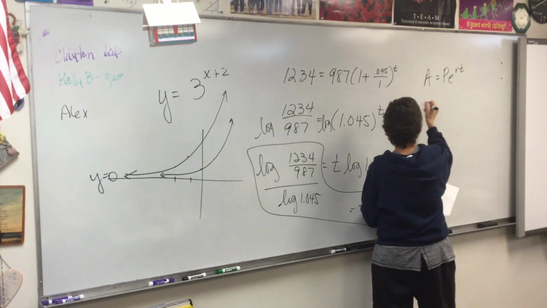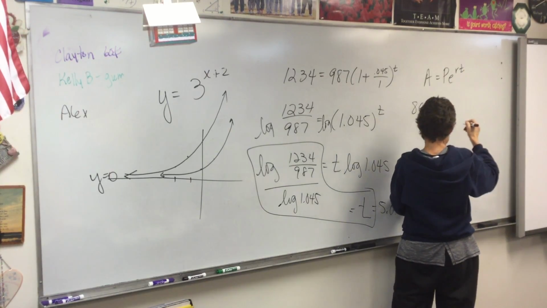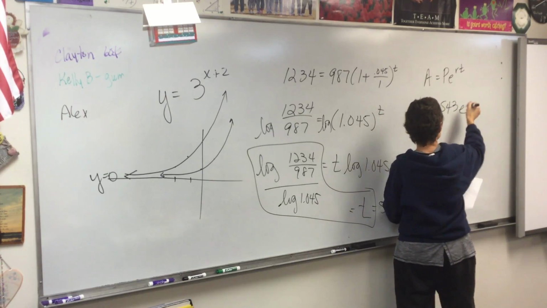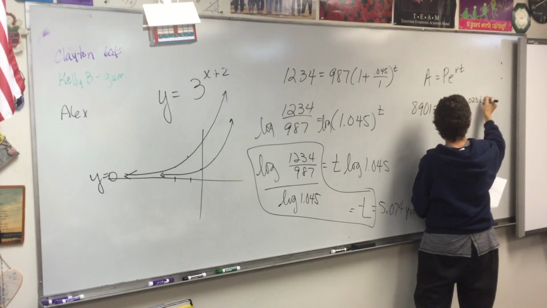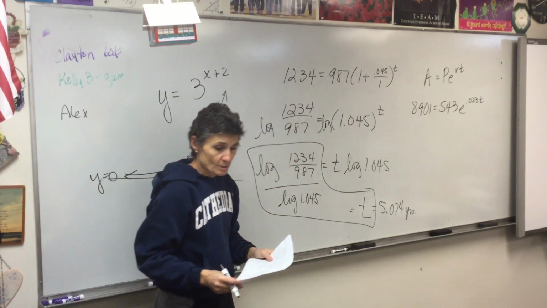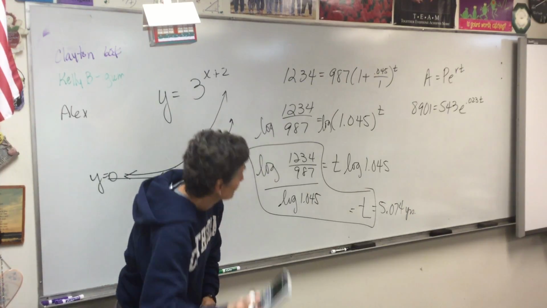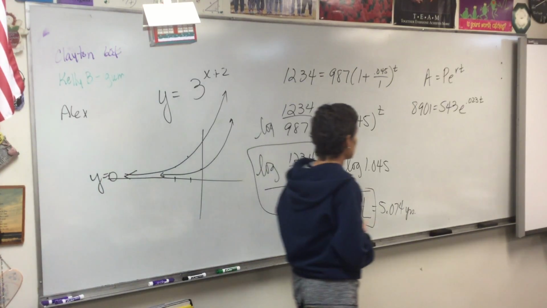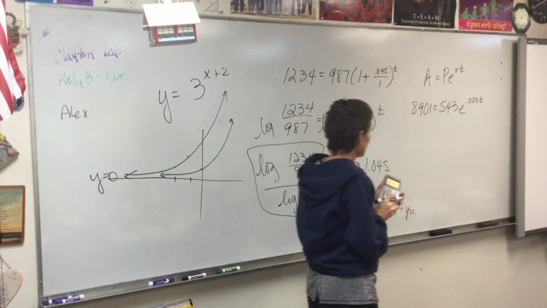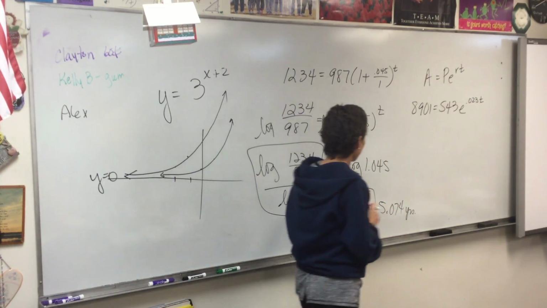So we want 8901 equals 543 times the growth rate, 0.023, to the t. So this looks a lot like the one we just did. The variable is the exponent. Before I can get it down, I need to divide.